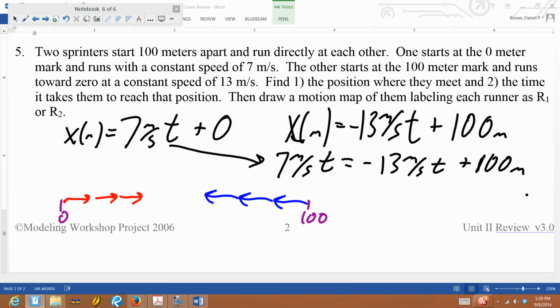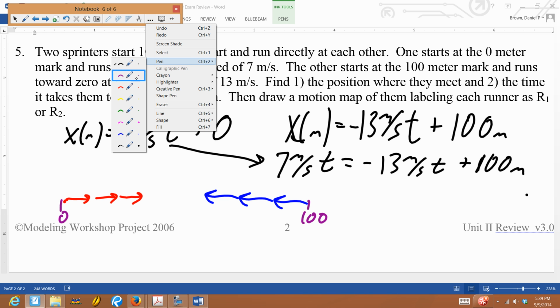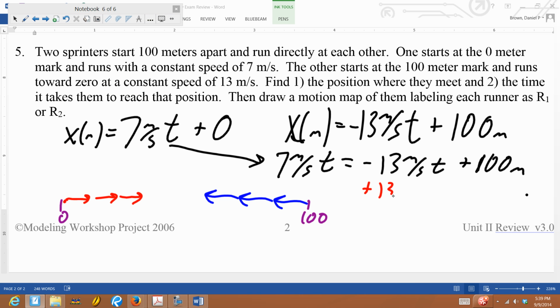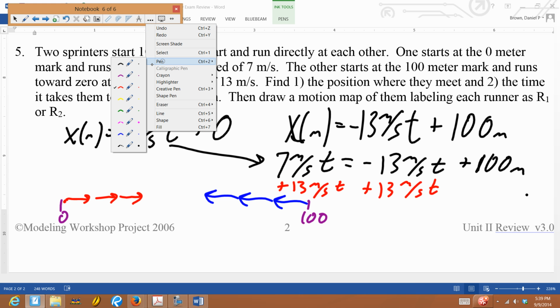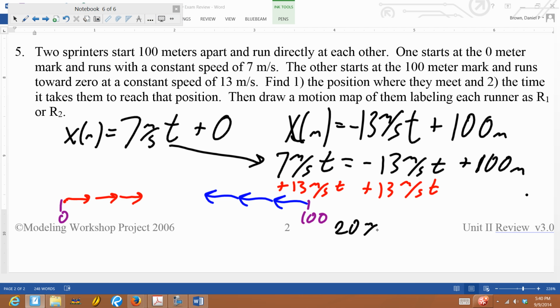So I have a minus 13t here, and I will add 13t to both sides. That will move the 13 meters per second t as a group over to the other side. 7 plus 13 is 20, so 20 meters per second times t equals 100 meters. Since the 20 meters per second is multiplied times t, the opposite operation is division. And obviously 100 divided by 20 is 5 seconds. So 5 seconds takes them to meet. That will give me the time that it asked for.